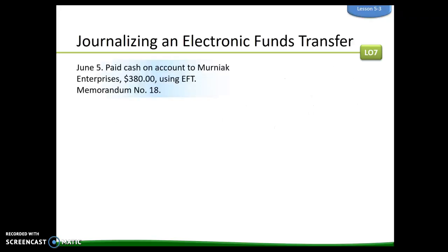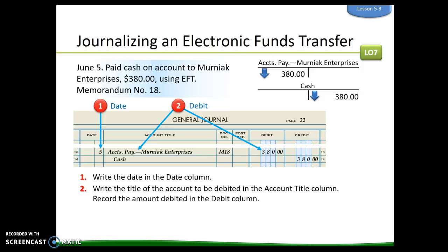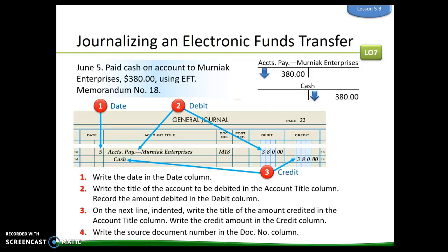Paid cash on account to Munich Enterprises, $380 using EFT, memorandum number 18. Accounts payable is going to go down. Cash is going to go down. So what's going on is you're paying cash on account. You're just not paying with a check. You're paying with an EFT, electronic funds transfer. It's a memorandum. So accounts payable, Munich Enterprises, cash, $380, $380. So same thing we've always done: date, debit, credit, and document number.